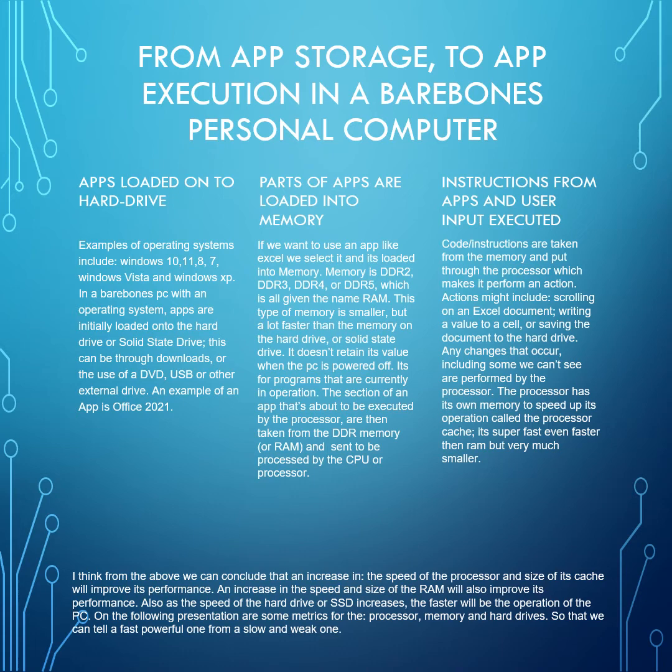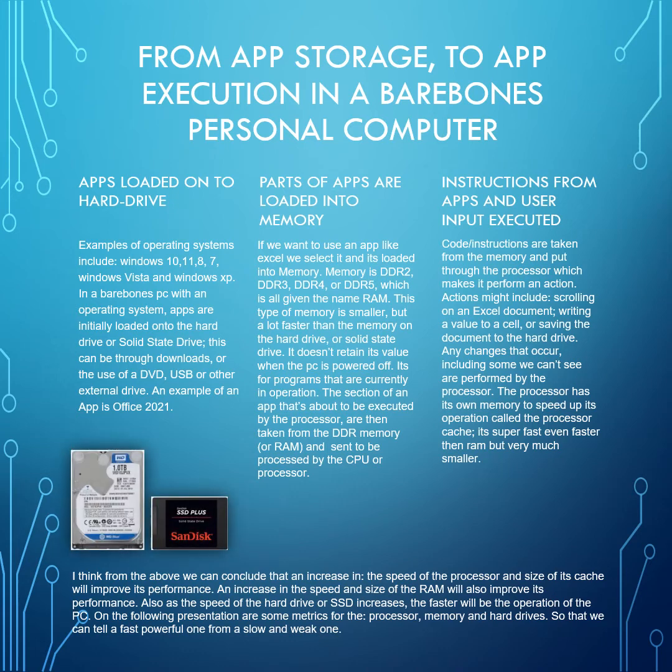In a bare-bones PC with an operating system, apps are initially loaded onto the hard drive or solid-state drive where they remain permanently. This can be through downloads or the use of a USB, DVD, or external drive. An example of an app may be Office 2021. So here's a picture of an internal hard drive and a solid state drive. The internal hard drive on the left is 3.5 inches and the solid state drive is 2.5 inches.